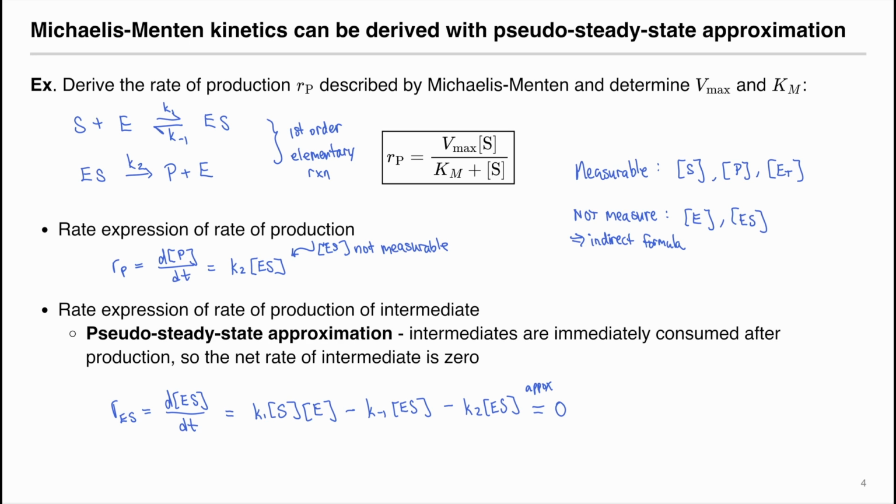Before we move too fast and solve for E of S, we should also realize that E here we cannot measure. So if we solve for E of S here, we'll have a term that is related to E that we cannot measure. So we will also want to relate E to some other quantities that we can measure, such as S, P, or total concentration of enzymes.